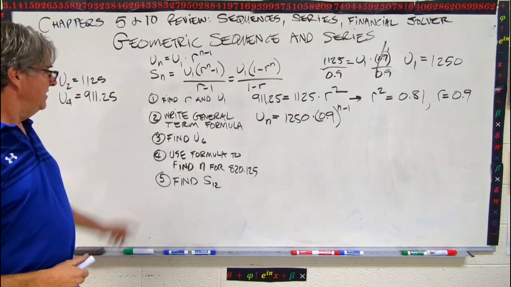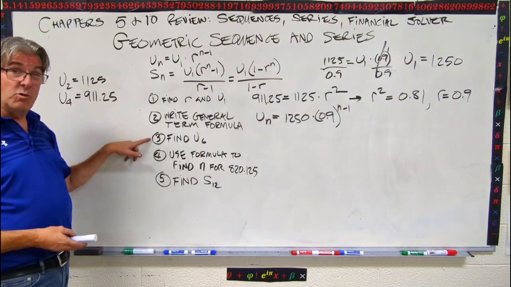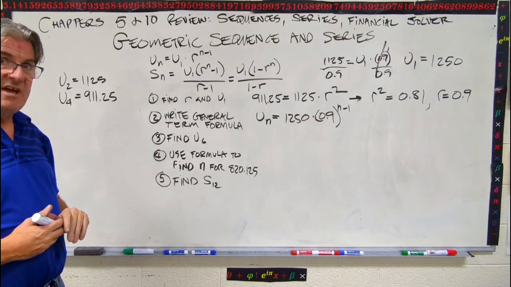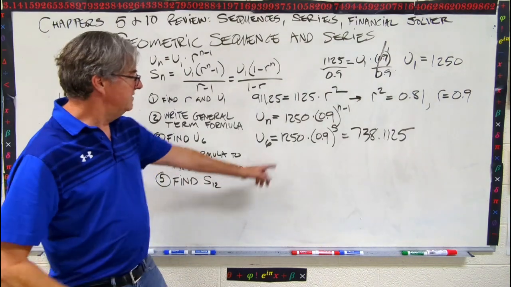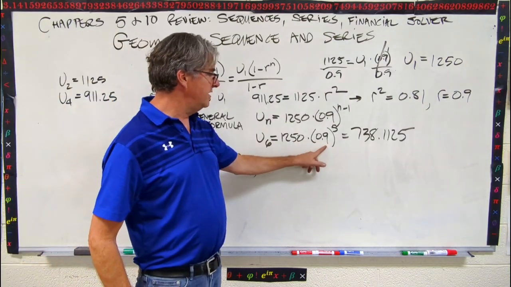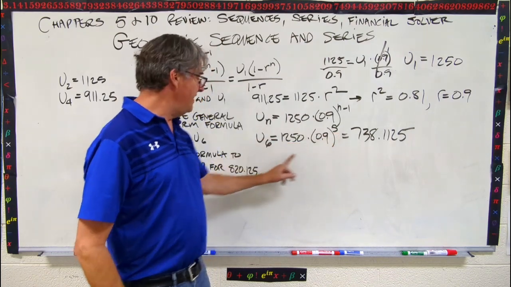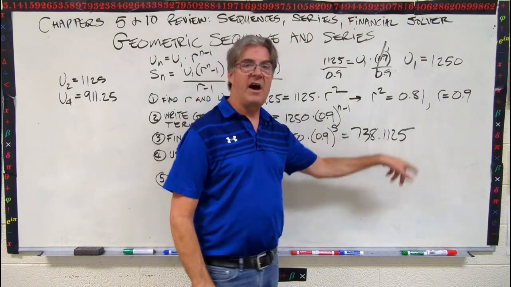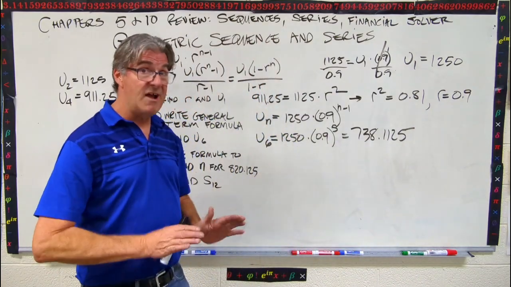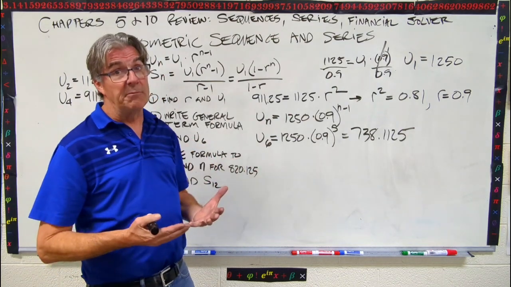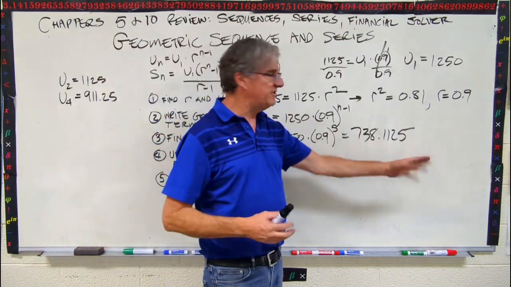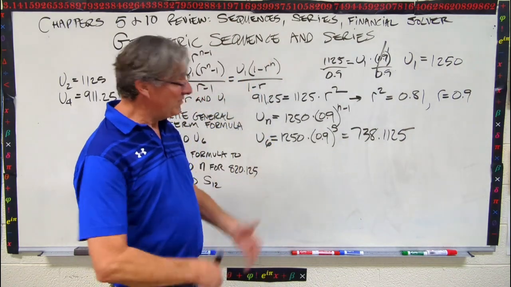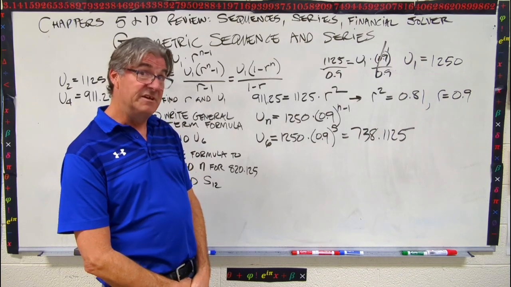Sweet. All right, so now we need to find U6. This is a straightforward plug-in. So go ahead and pause the video, do the plug-in step, do the math, see what you get, and then come back. Okay, so here's what I get. I get 1250 times 0.9, there's our R, to the n minus 1, which would be 5, because n is 6. And if I do that math, I get 738.1125. Now, in this case, I'm not rounding, because this is a term in the sequence. If I were to round this to 3 sig figs, I'd just say 738. But really, in this case, I want to say what that number is because that's the term in the sequence.